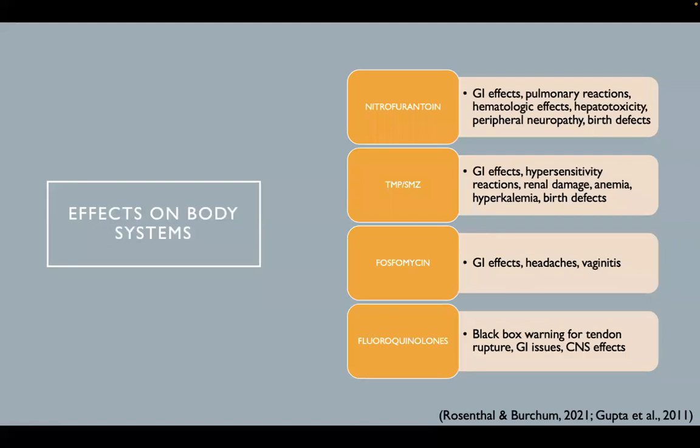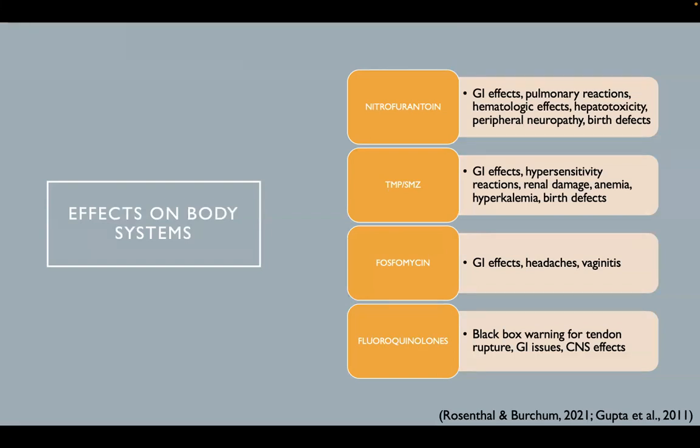Different antibiotics can produce many different effects on our body systems. So to start with nitrofurantoin, it has many GI effects, such as nausea, vomiting, and diarrhea. These effects can be managed by administering the antibiotic with milk or meals. This medication can also cause pulmonary reactions, hematologic effects, peripheral neuropathy, hepatotoxicity, and birth defects.